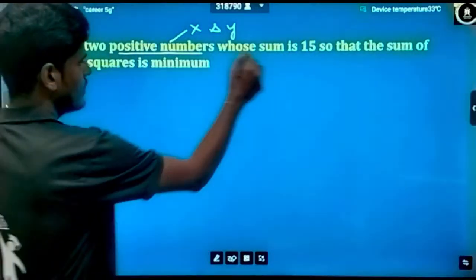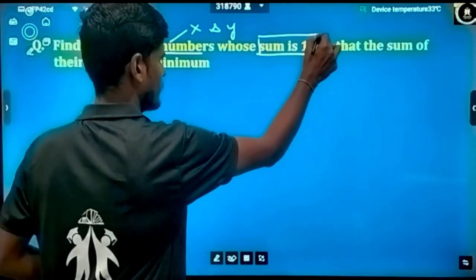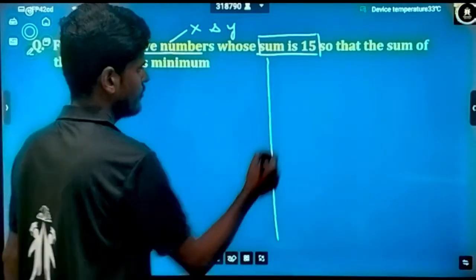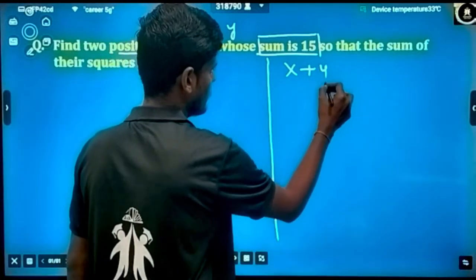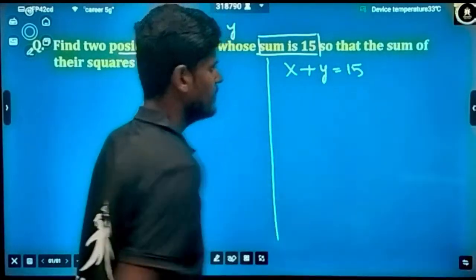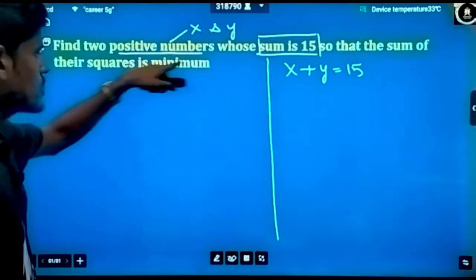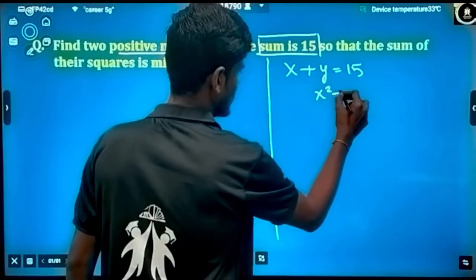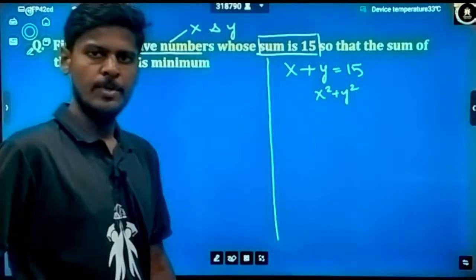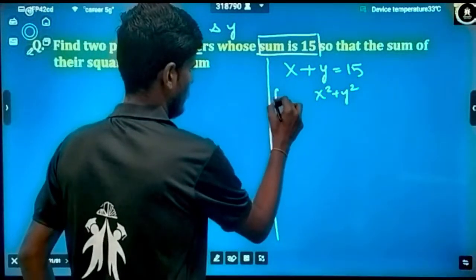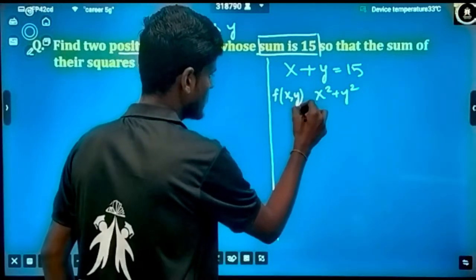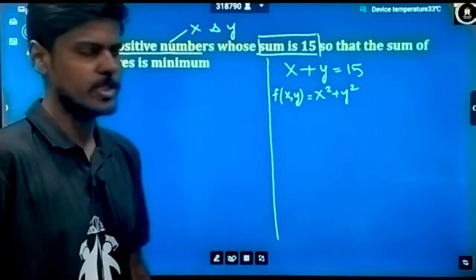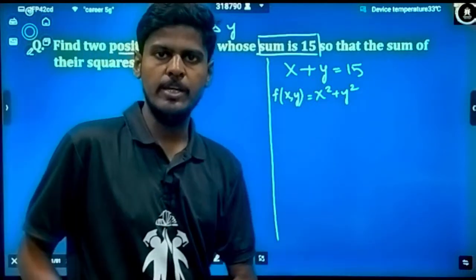What is given? Sum is 15. This is the condition that is given, which means the sum of these two numbers, x plus y, is equal to 15, and the sum of their squares is minimum. What is the sum of squares of the numbers? x square plus y square. This value is minimum. We don't know this value, so we will take it as a function in terms of x and y. So f of x comma y is equal to x square plus y square, and the given condition is x plus y equal to 15.